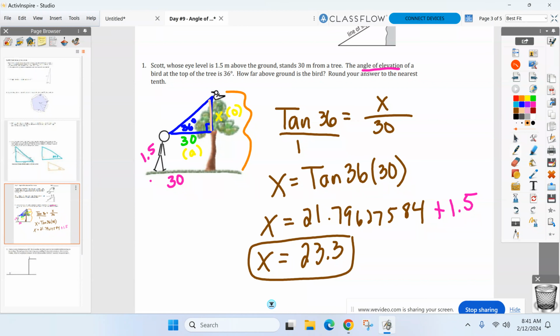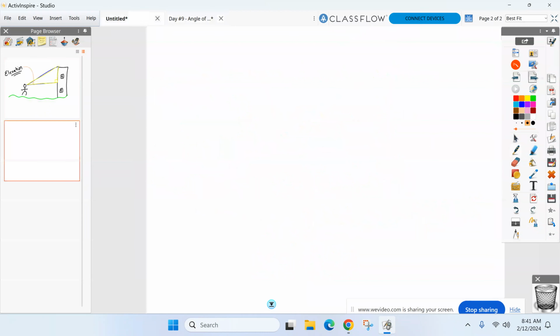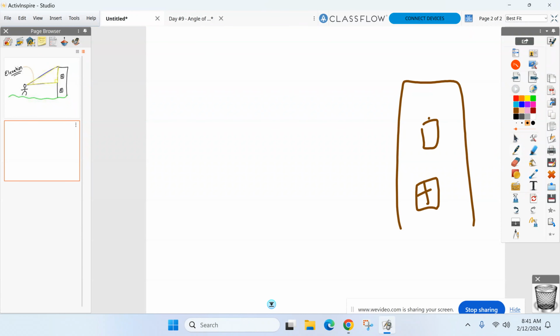I told you there were 2 vocabulary terms today. You found out the one, which is elevation. Now, before we get to problem number 2, instead of you being on the ground, you're going to be at the top of the building looking down on something. So get the old building back. All right, so there you are. For whatever reason, you're on top of the building. You're looking down. Let's say you're looking down at the dog down there.